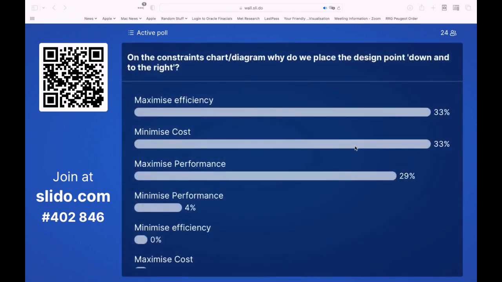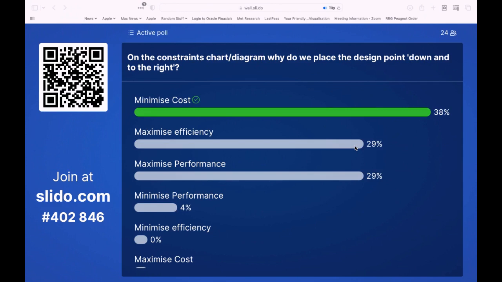On the constraints diagram, why do we place it down and to the right? It's really minimized. We're not maximizing performance, because that's up and to the left. We're kind of in the center of the space. We're not maximizing efficiency, that's not in there. Obviously, we're not trying to maximize cost.